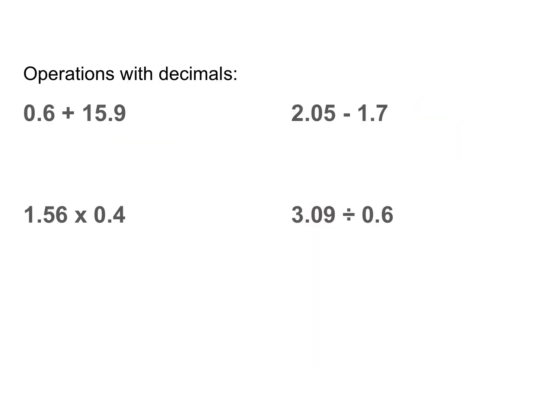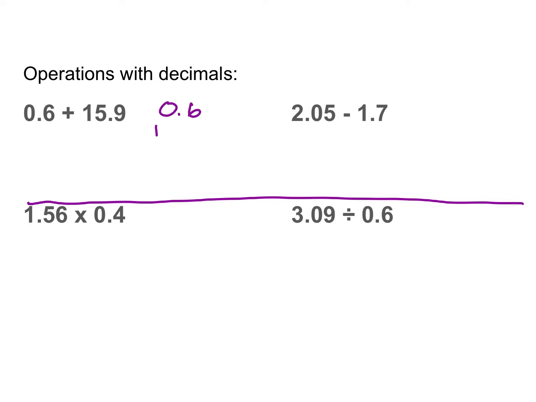All right, if I am adding, subtracting, multiplying, or dividing with decimals, here are the rules. For adding and subtracting, I need to line up the decimal points. So I'm going to go ahead, line up these decimal points, or in other words, line up the place values. Now I can kind of ignore them. I'm just adding this like it's 6 and 159.